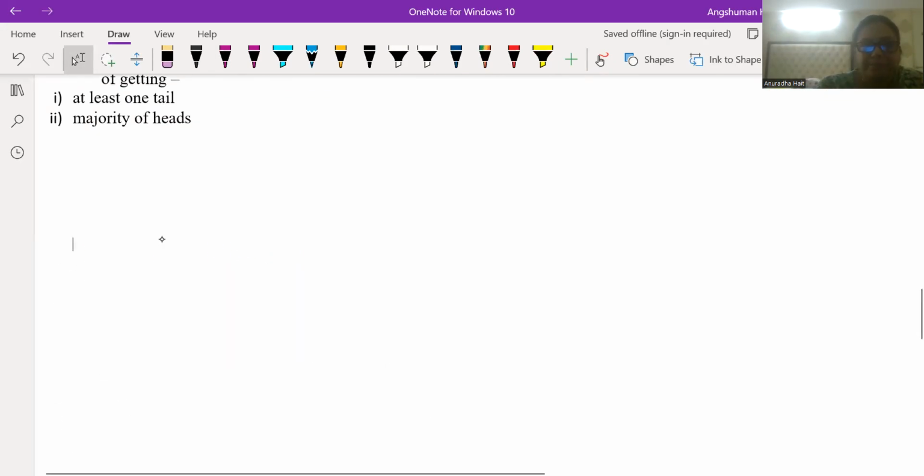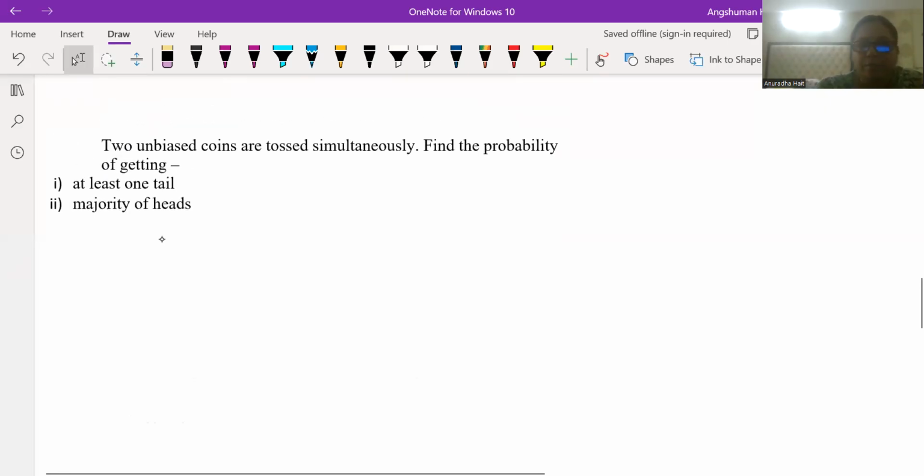Come to the next problem. What is it? 2 unbiased coins are tossed simultaneously. Find the probability of getting at least one tail, and a majority of heads.